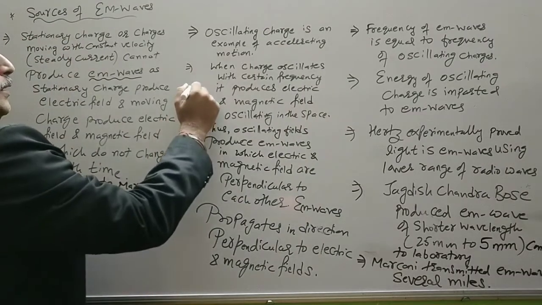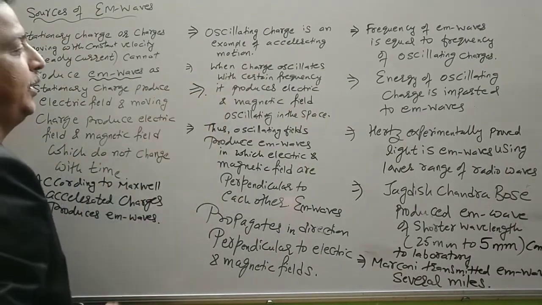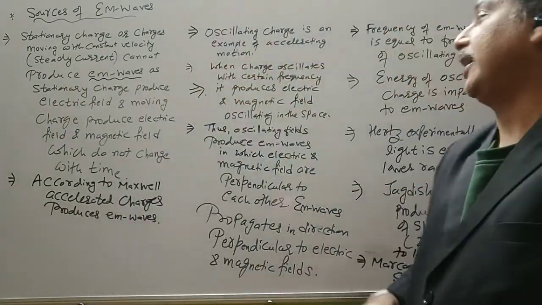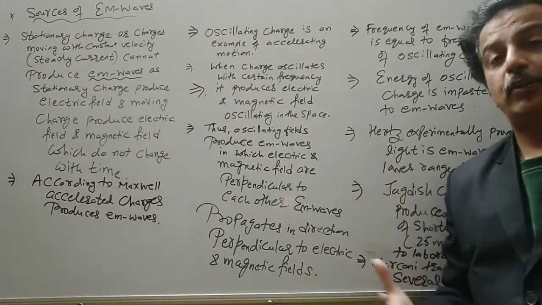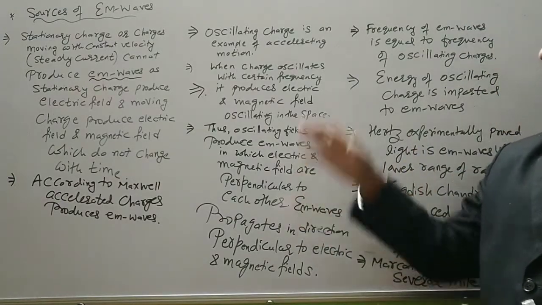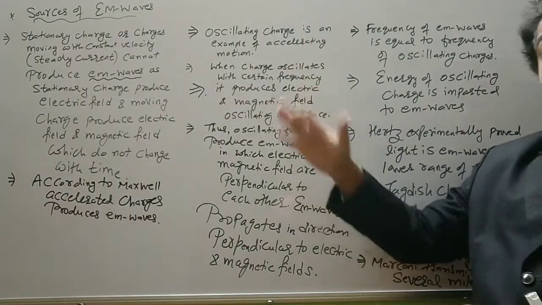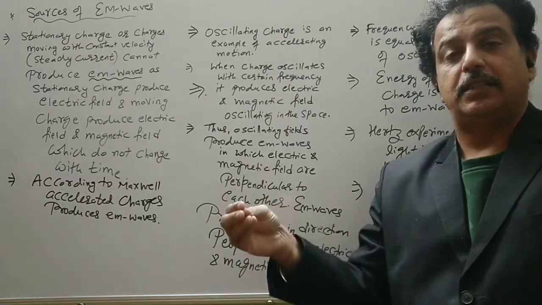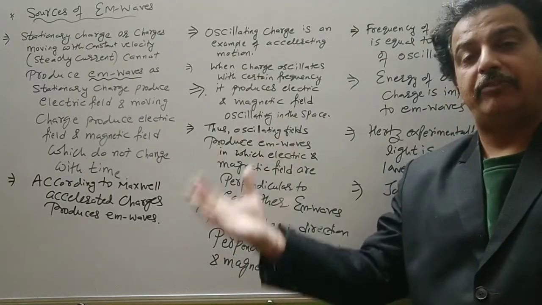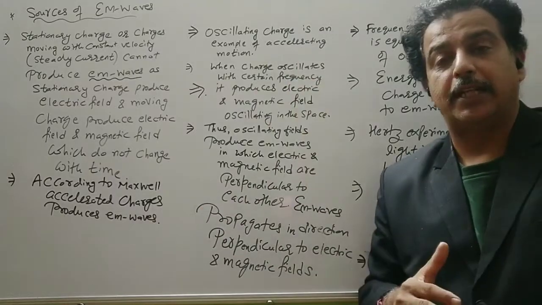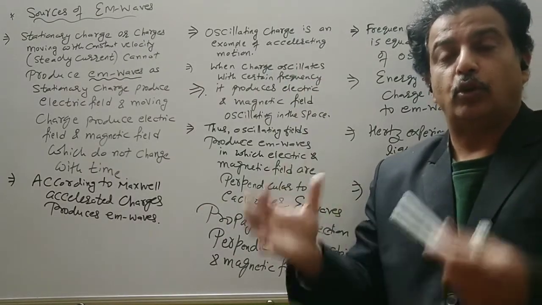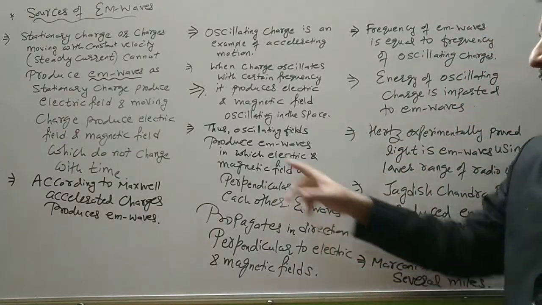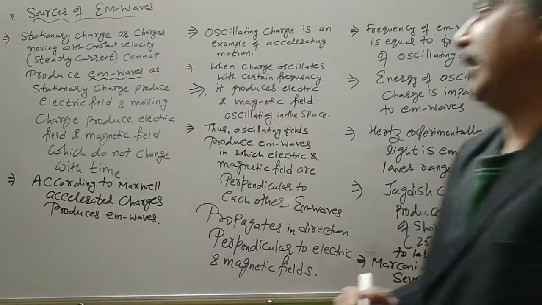So you have to remember this point, that an oscillatory charge will produce electric and magnetic fields which themselves are oscillating in space. It means a charge oscillating gives rise to an electric field intensity which is a function of time, and this electric field will give rise to a magnetic field, which in turn will again produce an electric field. If there are no losses, this oscillation of electric and magnetic field continues in space. Thus oscillating fields produce electromagnetic waves.